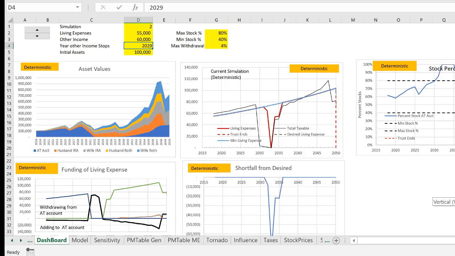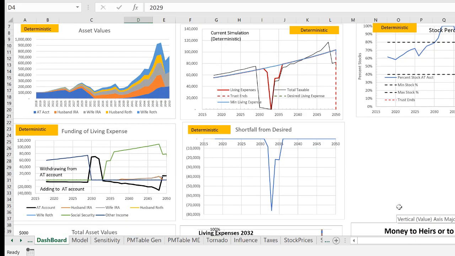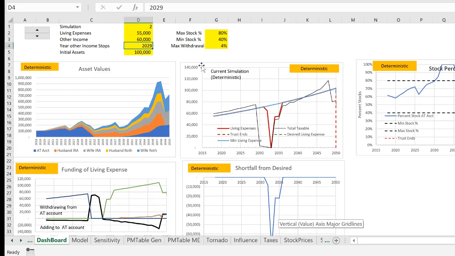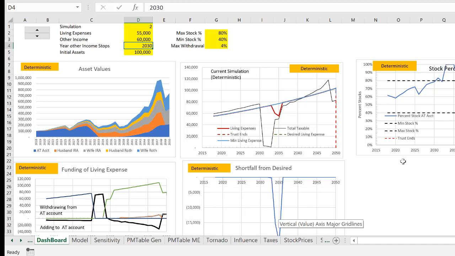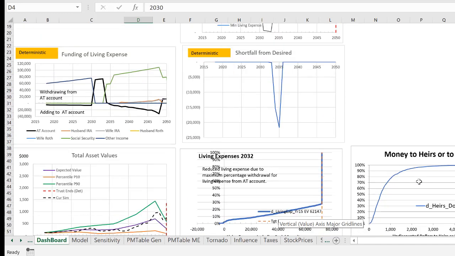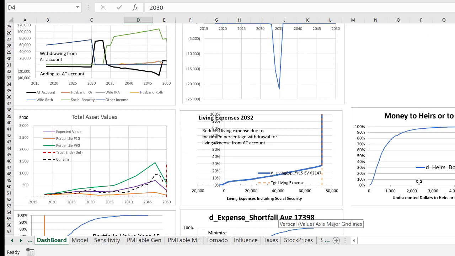Now I'm starting to see a shortfall in my living expenses. In fact, it's way too much. I've got a shortfall here of $70,000. So that doesn't work. I can't retire in 2029. Maybe I could do it in 2030. Of course, this is deterministic too. We really probably should be looking at the probabilistic results.